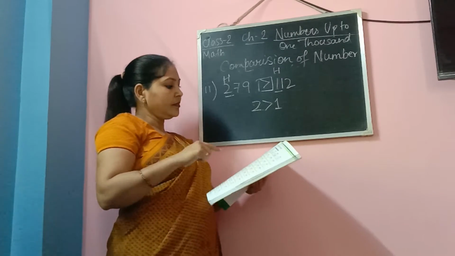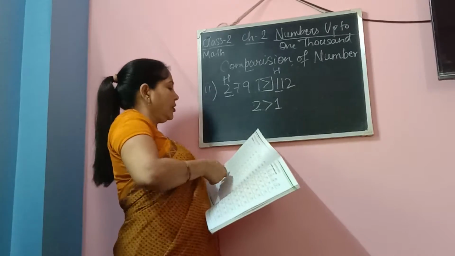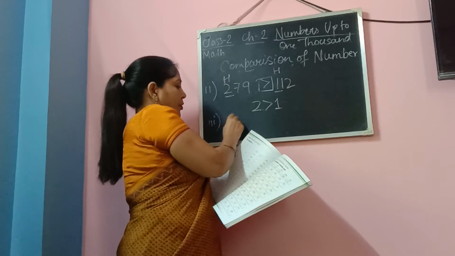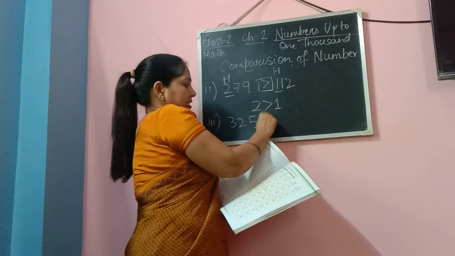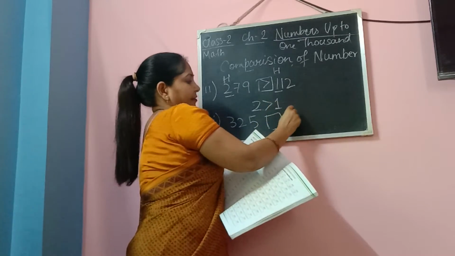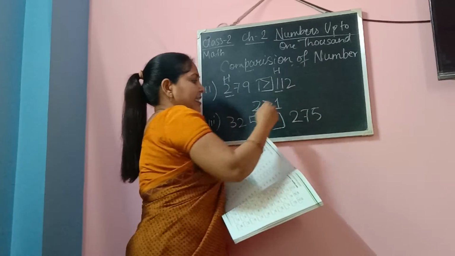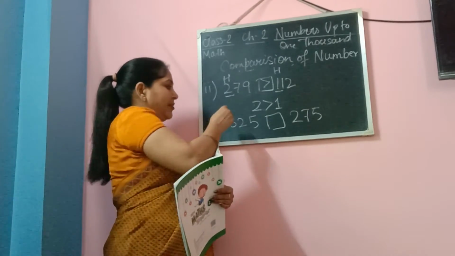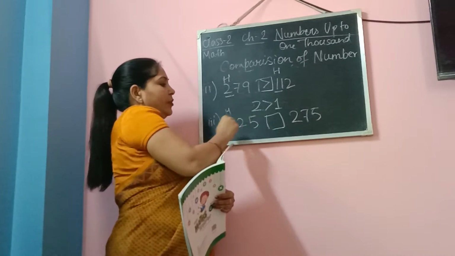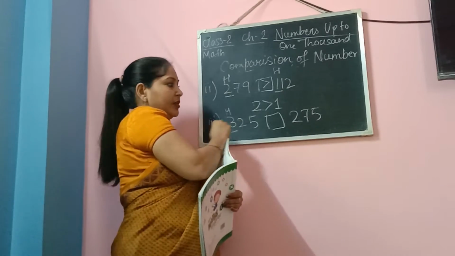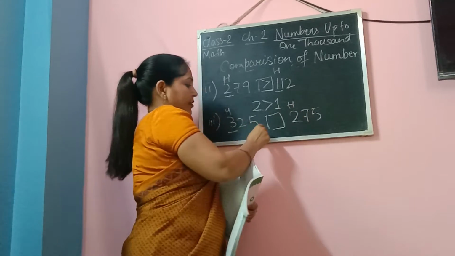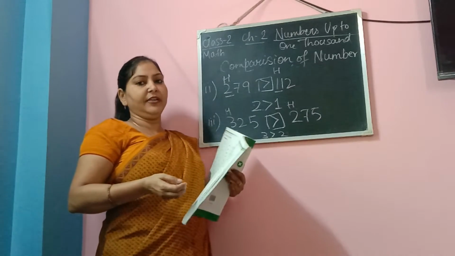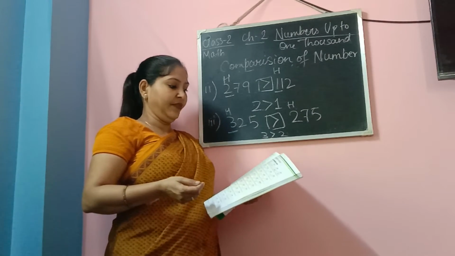Okay. So in this way we can do the next one also, question number 3. 325, and the next number is 275. Now in this case also both the numbers have three digits. So now we are going to compare the place values. In 325, 3 is in the hundreds place and in 275, 2 is in the hundreds place. So 3 is greater than 2 and that's why we can say 325 is greater than 275.